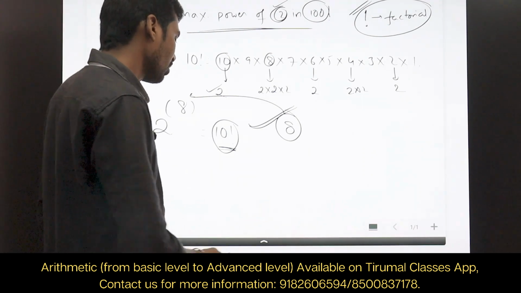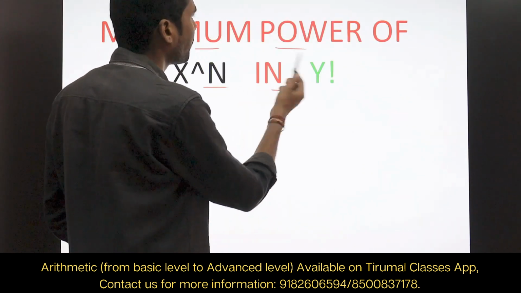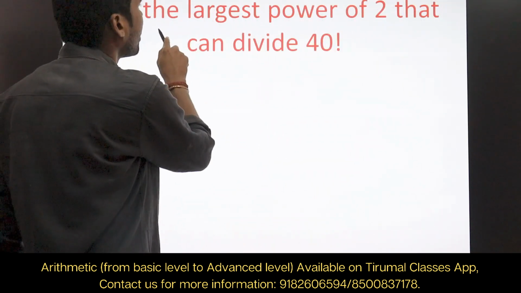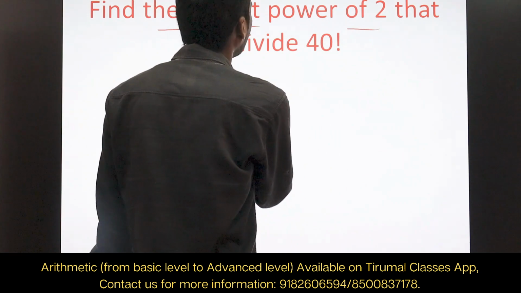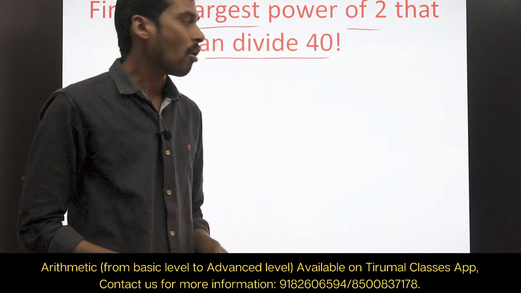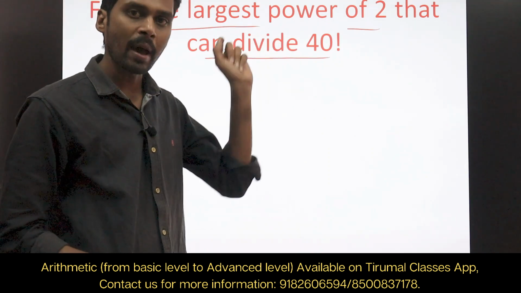Now we will see how to find this for any number: the maximum power of x^n in y factorial. Suppose I take this question: what is the largest power of 2 that can divide 40 factorial? This question can be asked in different ways. What is the largest power or the maximum power?